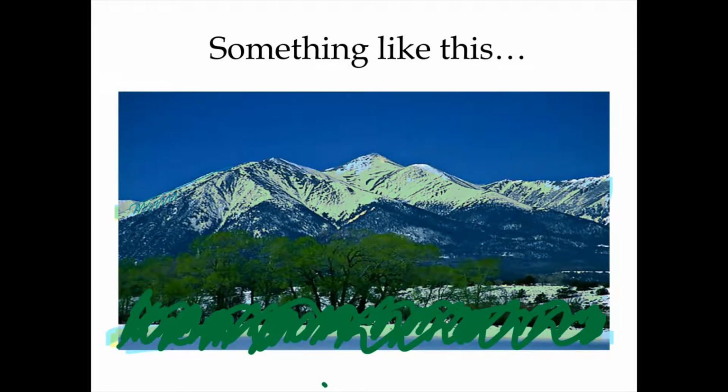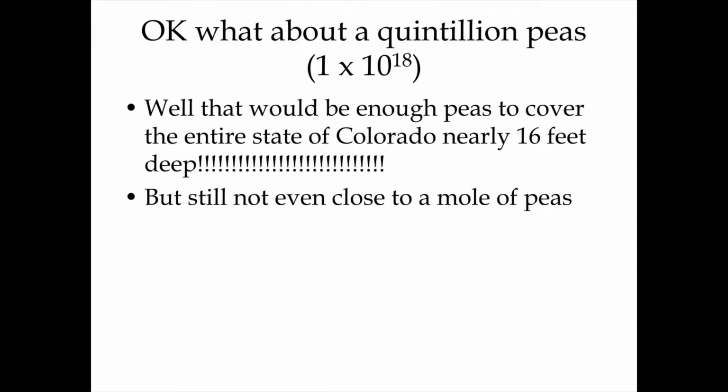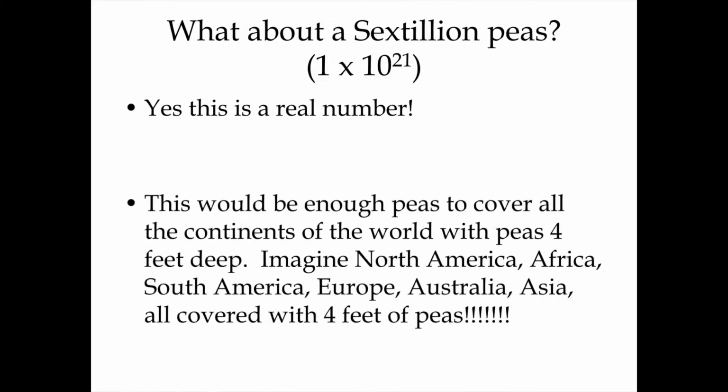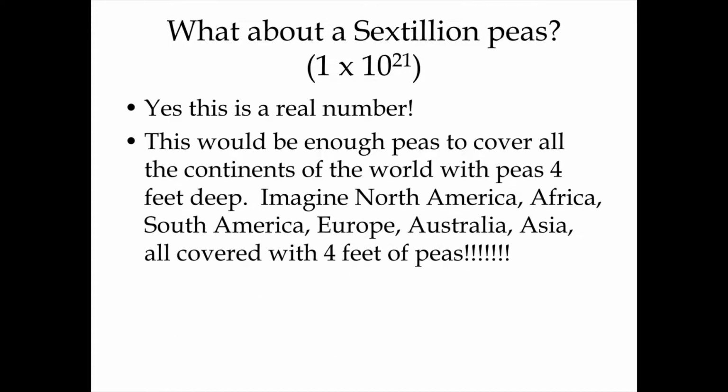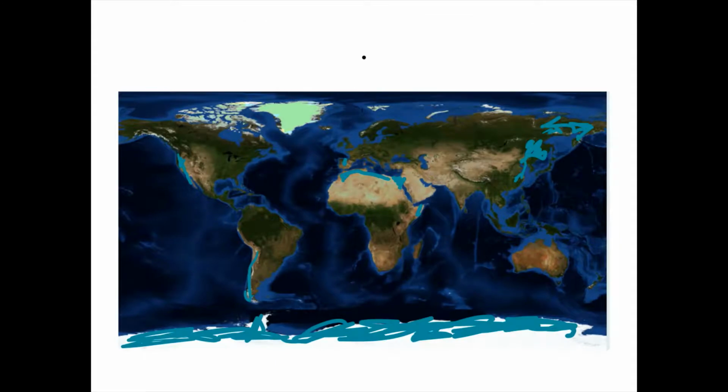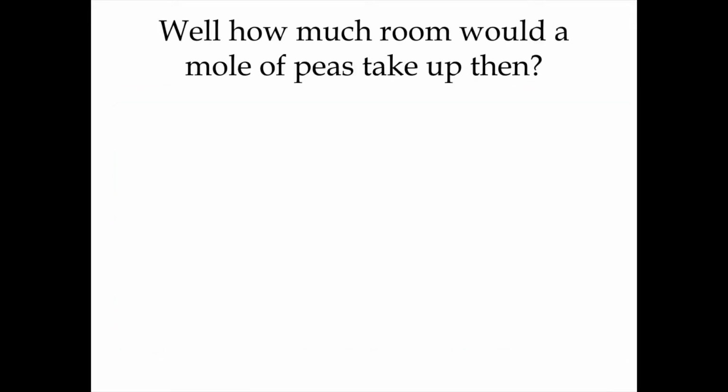It would look something like this. The entire state of Colorado, 16 feet deep in peas, would be 1 quintillion peas. And that's not even 1 mole of peas. So a sextillion, which is 1 with 21 zeros, that would be enough peas to cover the continents of the world 4 feet deep. That's all the continents 4 feet deep. It would look something like this, all of them. And it's not yet close to a mole because that's only 21 zeros.